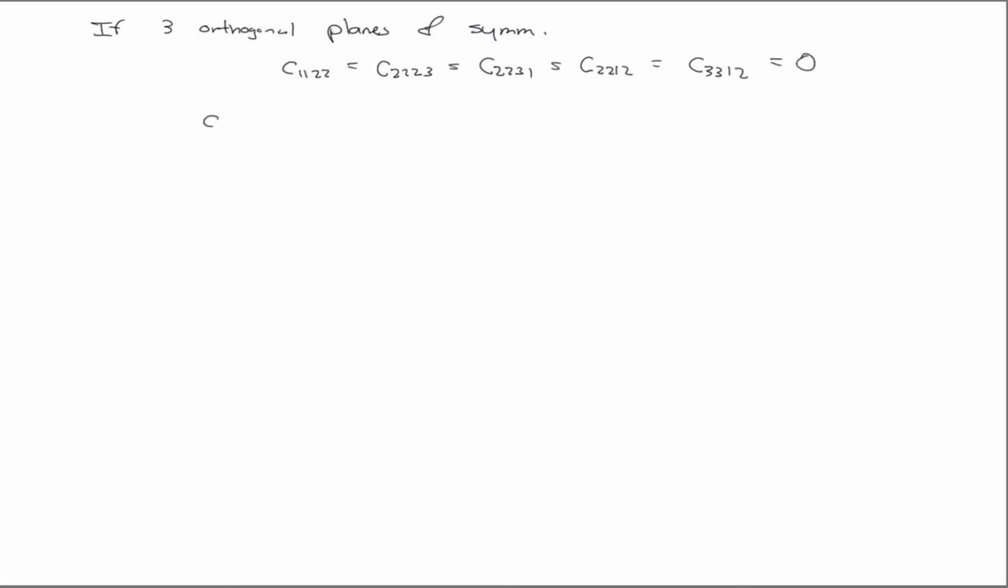Okay, so if there are three orthogonal, or perpendicular, planes of symmetry, then you can go on to say that, and I won't write it all out, just show you the result. So that leaves nine independent constants.